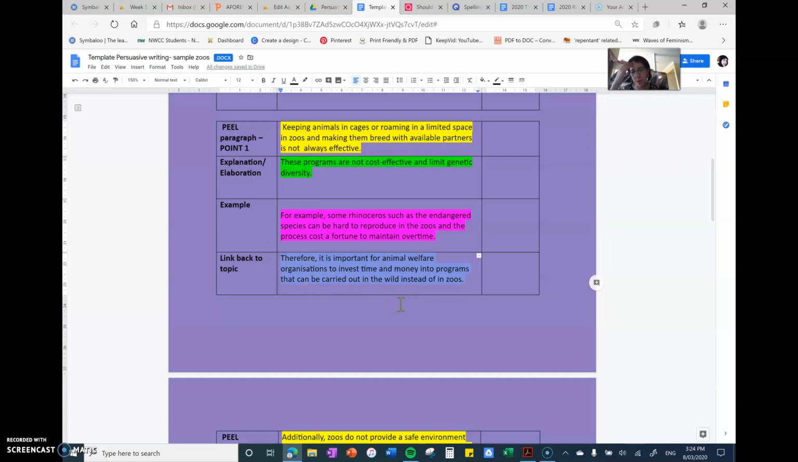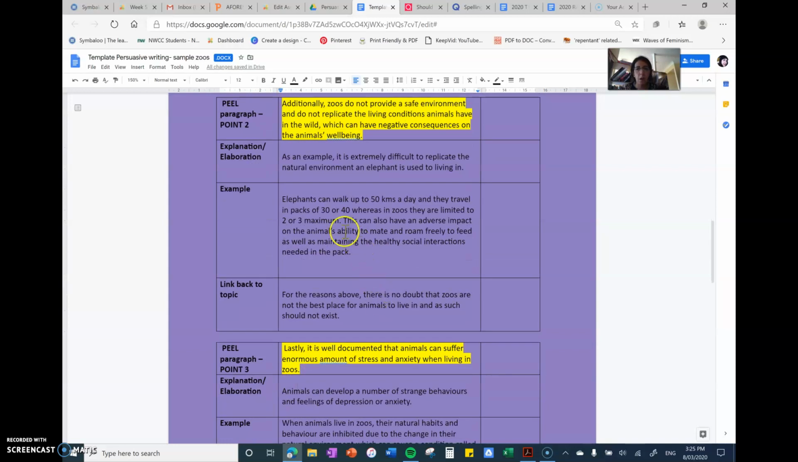Therefore, it is important for animal welfare organizations to invest time and money into programs that can be carried out in the wild instead of in zoos. So this is basically, I'm just linking back to my topic sentence. So I'm using the same column. It is important that people actually look after those animals and invest money in those programs that can be carried out in the wild instead of just placing animals in zoos.